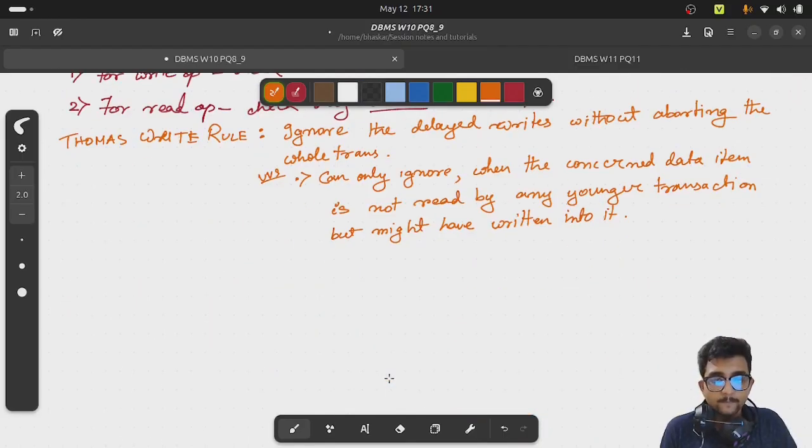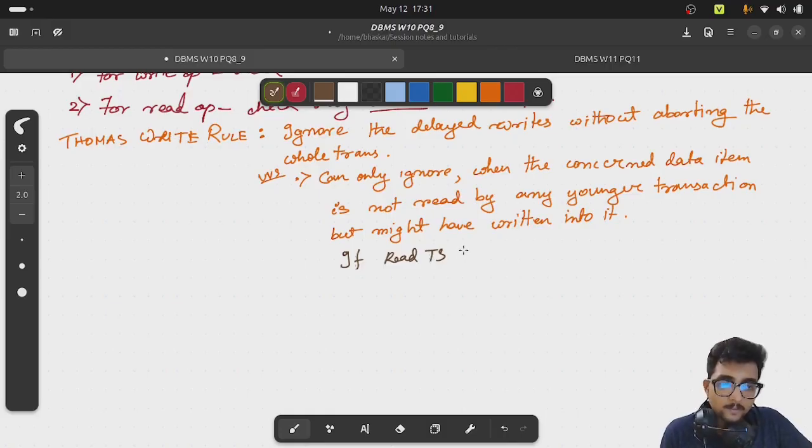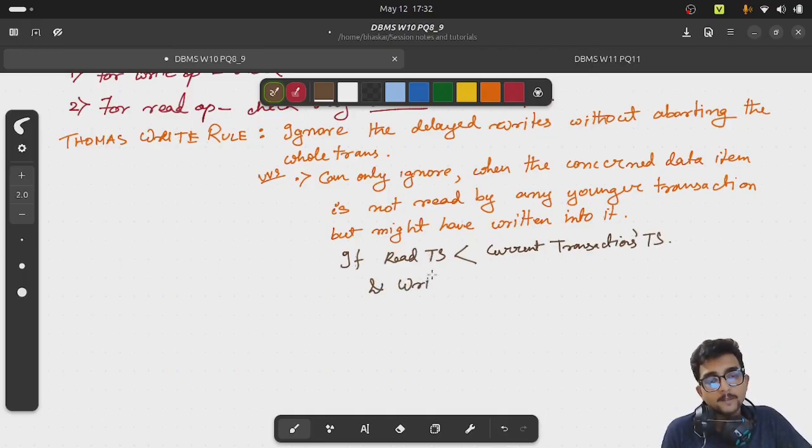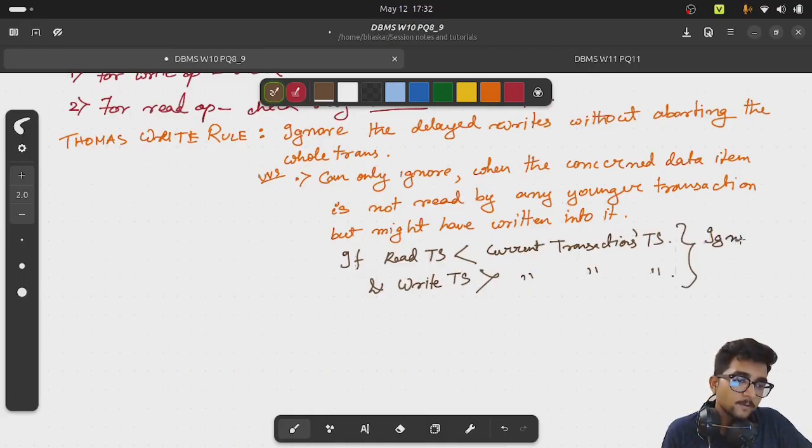So simply to say, what do I mean is, if read timestamp is smaller than the current transaction's timestamp, and write timestamp is greater than the current transaction's timestamp, then Thomas Write rule says ignore the write and proceed.